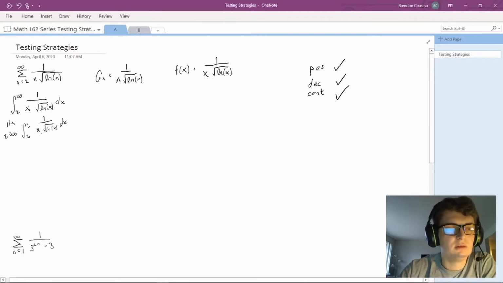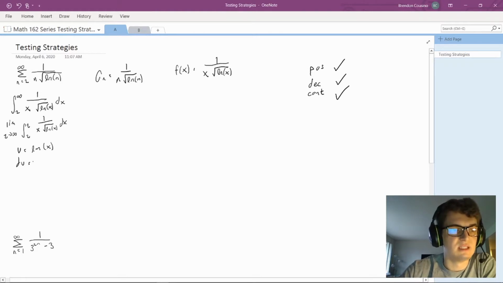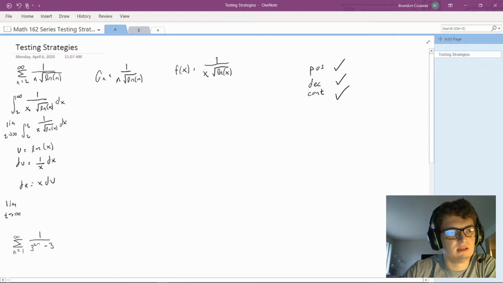Okay, so what I'm going to do for this is let u equal the ln of x, and then when we take the derivative, du is equal to 1 over x dx. And so if I solve for dx, dx is going to be equal to x du. Okay, so now I'm going to plug everything back into my limit. So I have the limit as t approaches infinity of the integral, and I'm not going to put the bounds on it because I'll just substitute the bounds back in when we back substitute in for x.